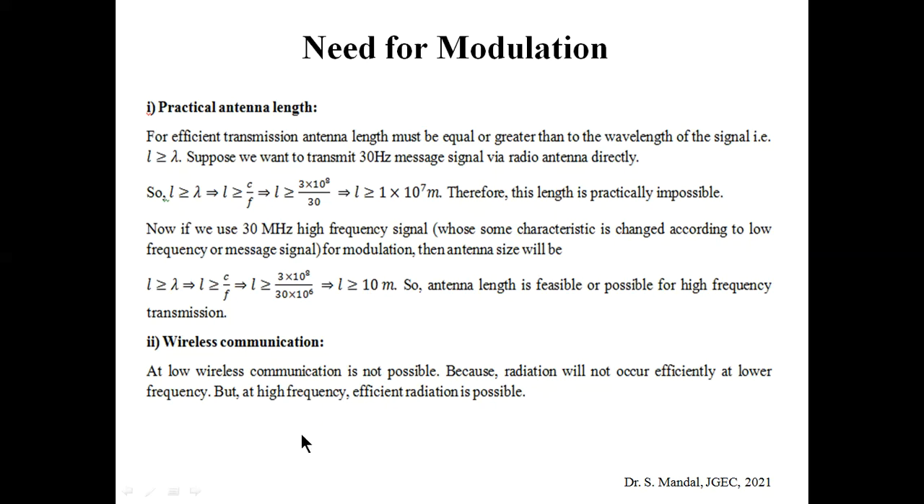Designing an antenna with a 10 meter dimension is quite possible and practically feasible. That is why we need to use a high frequency signal as the carrier, whose characteristic is changed according to the low frequency or message signal.